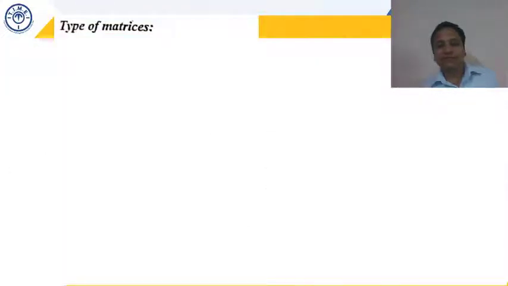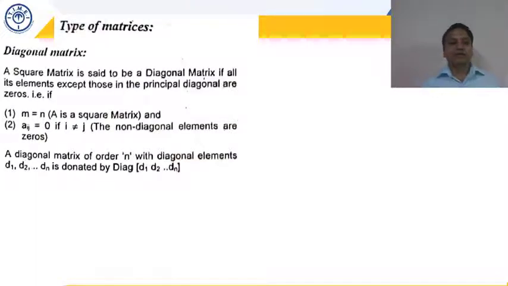Moving further, types of matrices. Diagonal matrix. For a diagonal matrix, the first condition is that it should be a square matrix. A square matrix is said to be a diagonal matrix if all its elements except those in the principal diagonal are 0. All the elements which are not in the principal diagonal are 0. So the conditions are m is equal to n, that is, the number of rows should be equal to the number of columns, A is a square matrix, and Aij is equal to 0 if i is not equal to j. Here i denotes the row and j denotes the column.